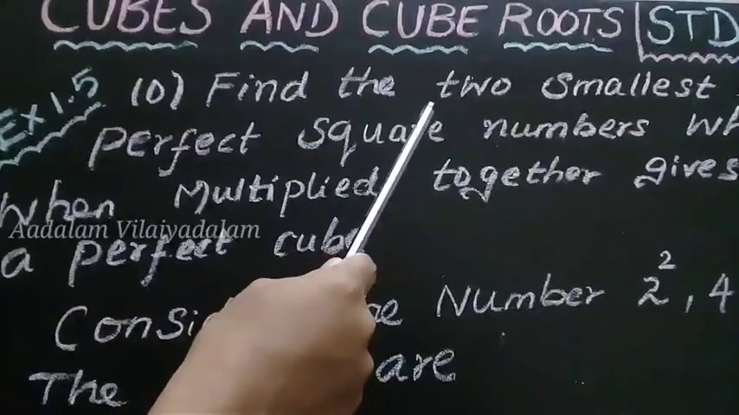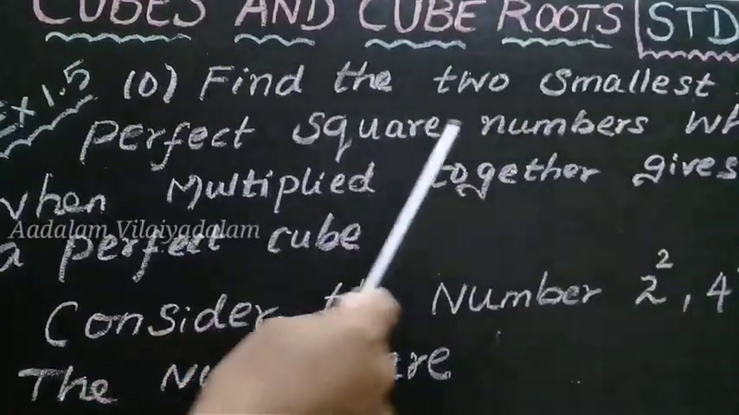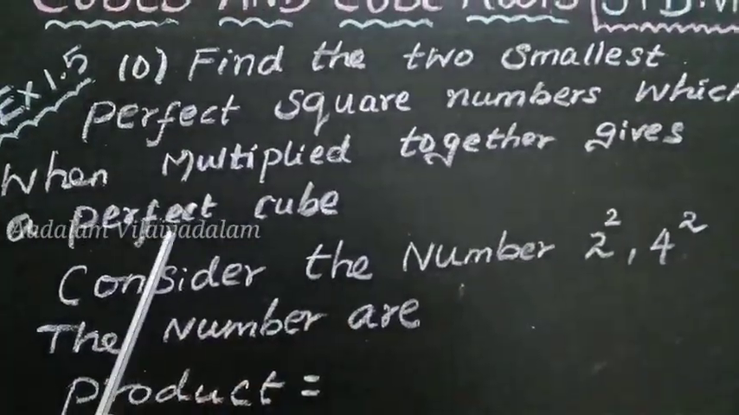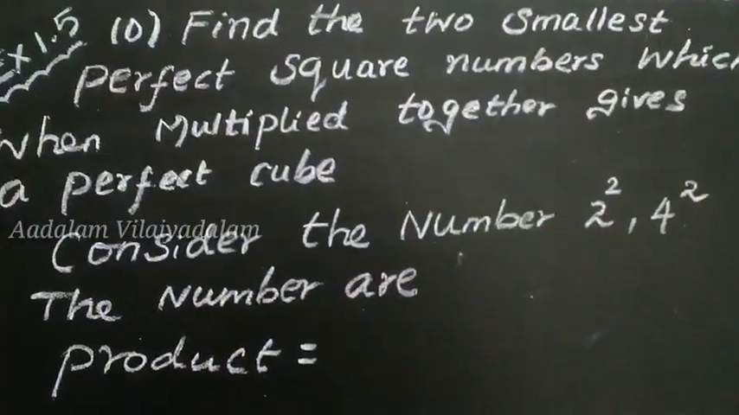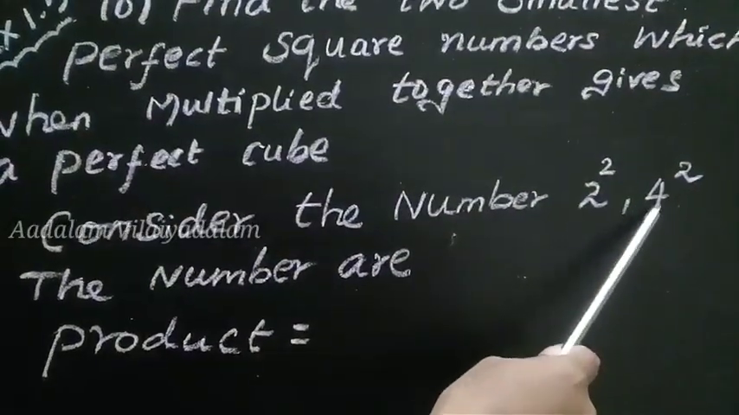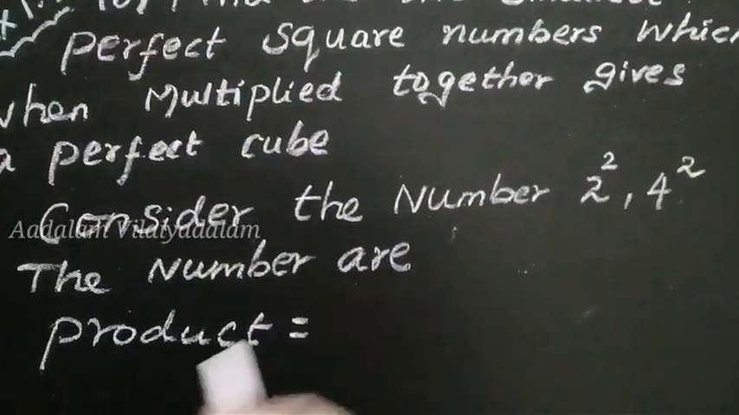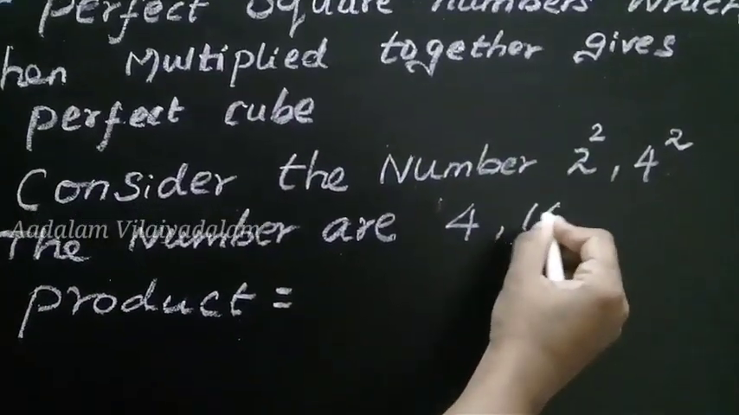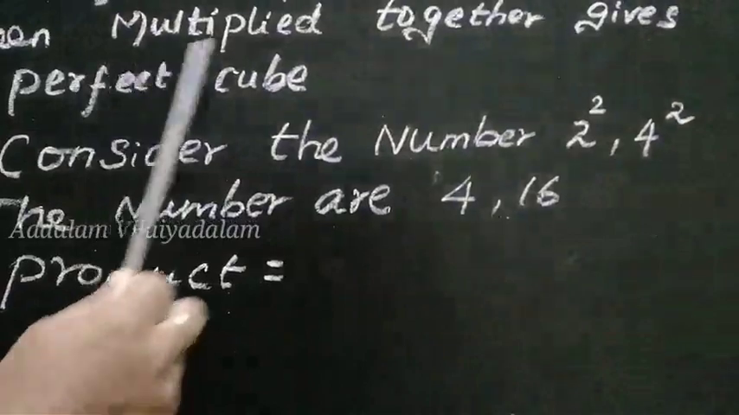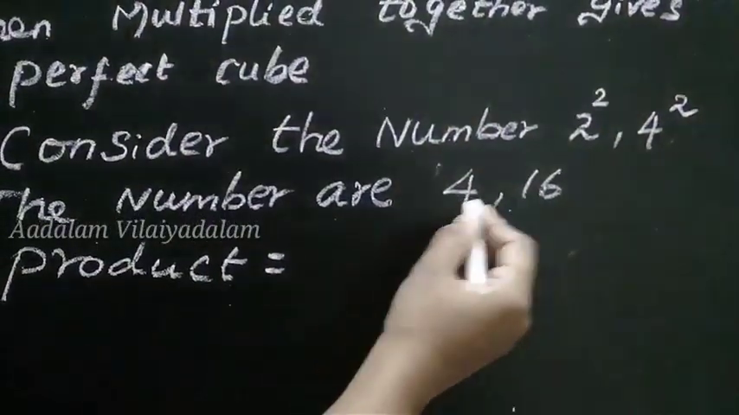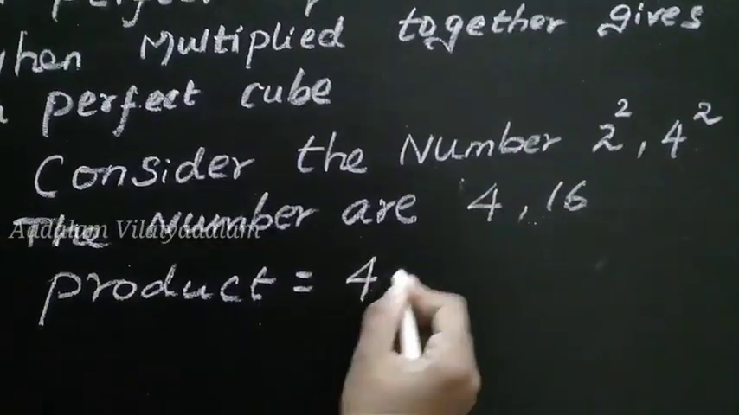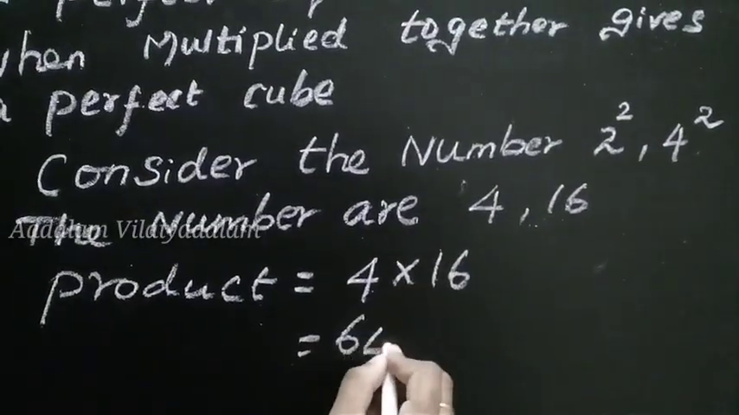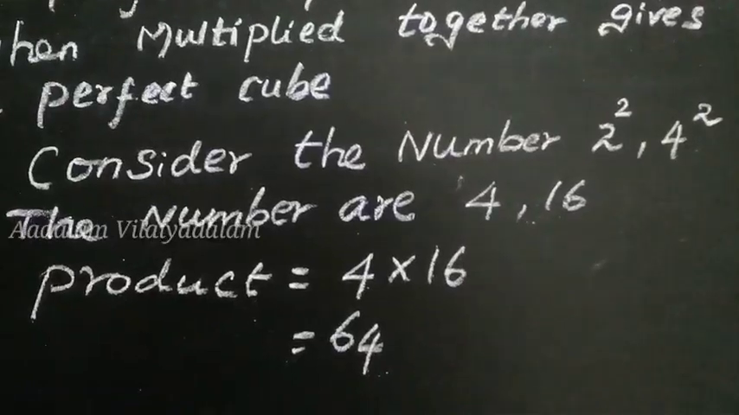10th question. Find the two smallest perfect square numbers which, when we multiply them together, give a perfect cube. So consider the numbers 2 and 4. That is, 2 squared is 4, 4 squared is 16. When we multiply the numbers together, that is 4 and 16, we multiply 4 into 16. So 4 16s are 64. So 64 is the perfect cube.